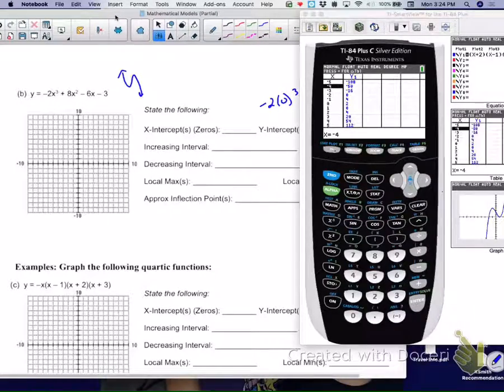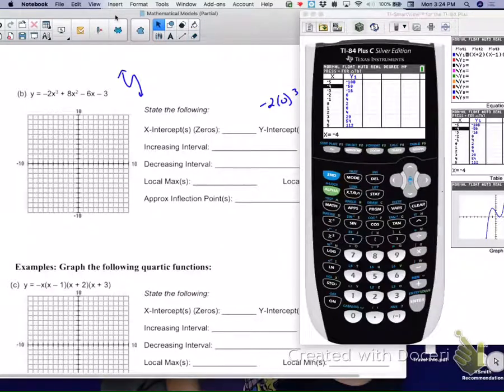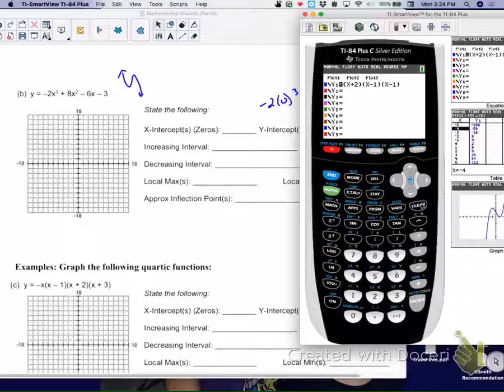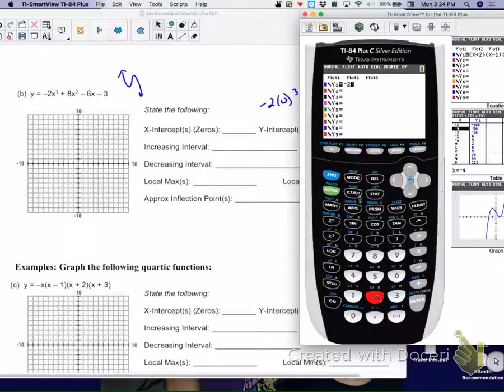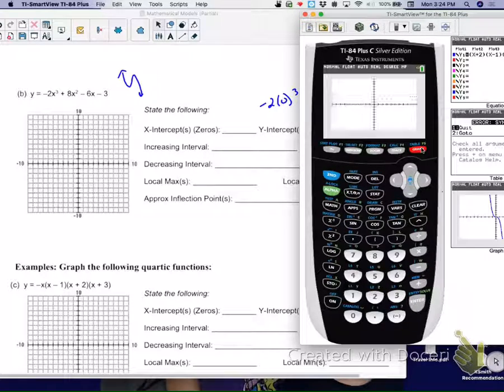Now, if I graph this one, type this in. So we have -2x to the third. Make sure you arrow out of that. I oftentimes forget to do that. It's kind of a pain to have to go back and retype it. Double check that you typed everything in correctly, and then hit graph. Okay, so there's that shape that I knew it should do.